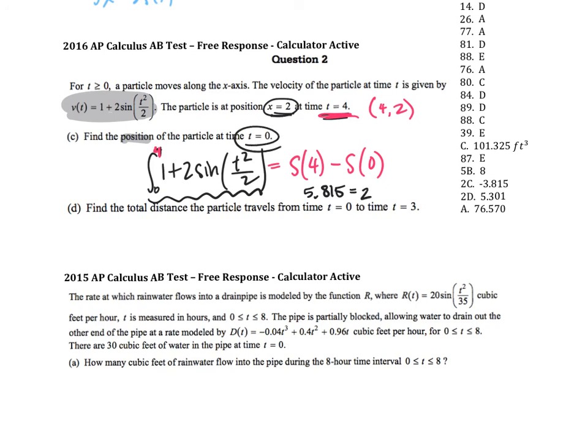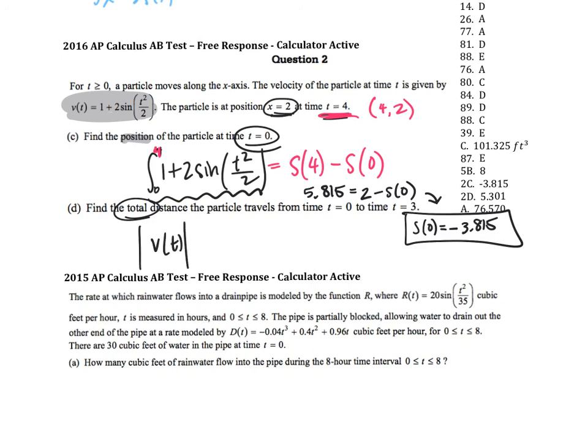It wants to know what is my position when I begin at t equals 0. I'm going to move my S of 0 over, and that means I will have to subtract my 5.815 from 2, and I'd get negative 3.815. And that means I'm starting at negative 3.815. To get my total distance traveled from 0 to 3, that word total is so important because now they want to take the absolute value of my velocities to give me credit for everything. I'm going to take that integral from 0 to 3 because that's the interval that they wanted me to do. dt, I'm going to plug that into my calculator and I'll get 5.301.